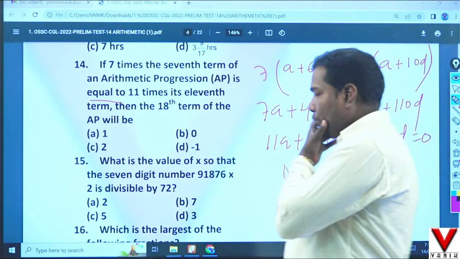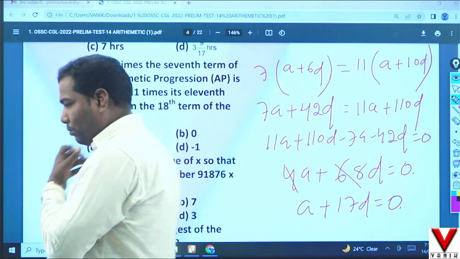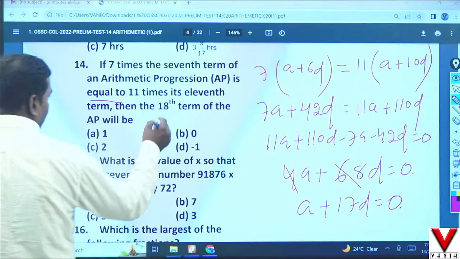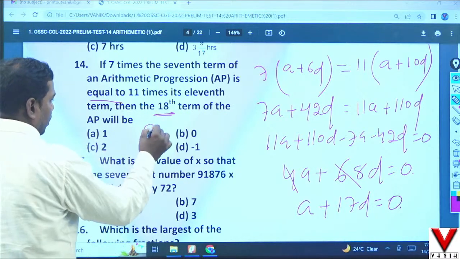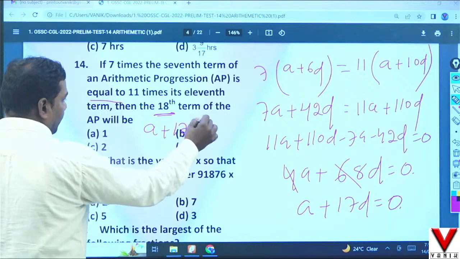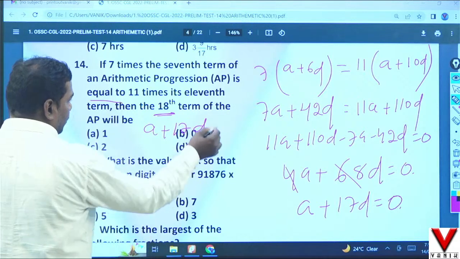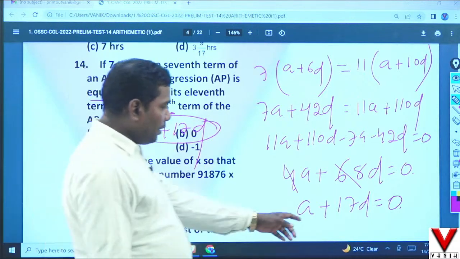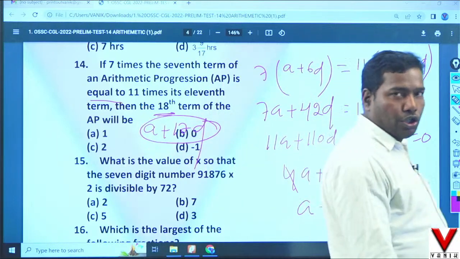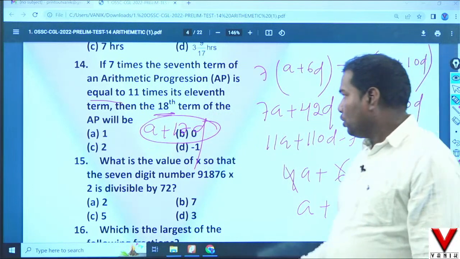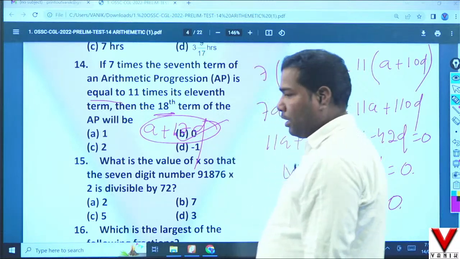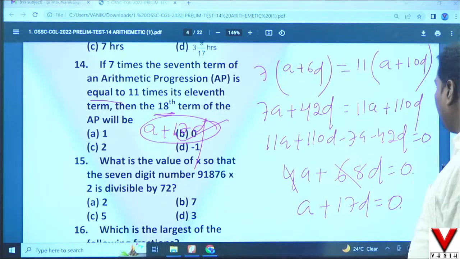According to the question, we have to find out the 18th term. 18th term means A plus 17D. This value A plus 17D is 0. So the answer will be 0. Option B is our correct answer. Clear? Come to the next number.